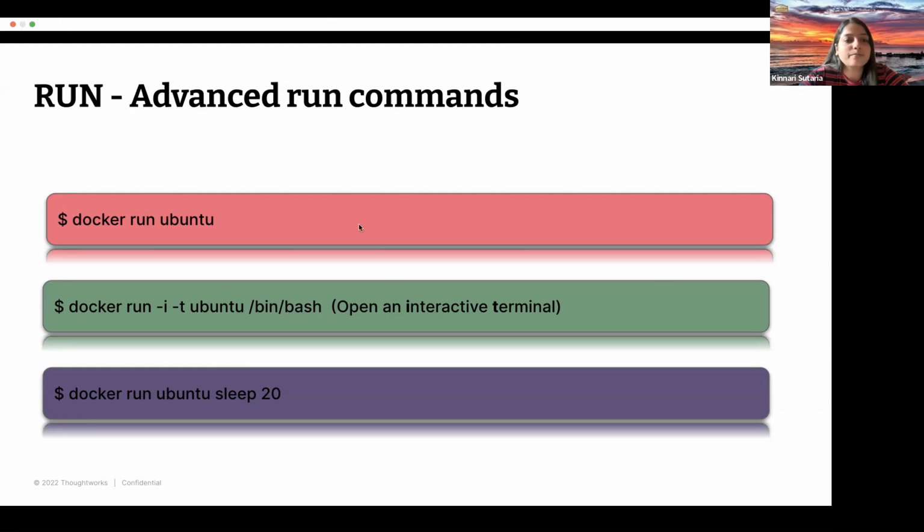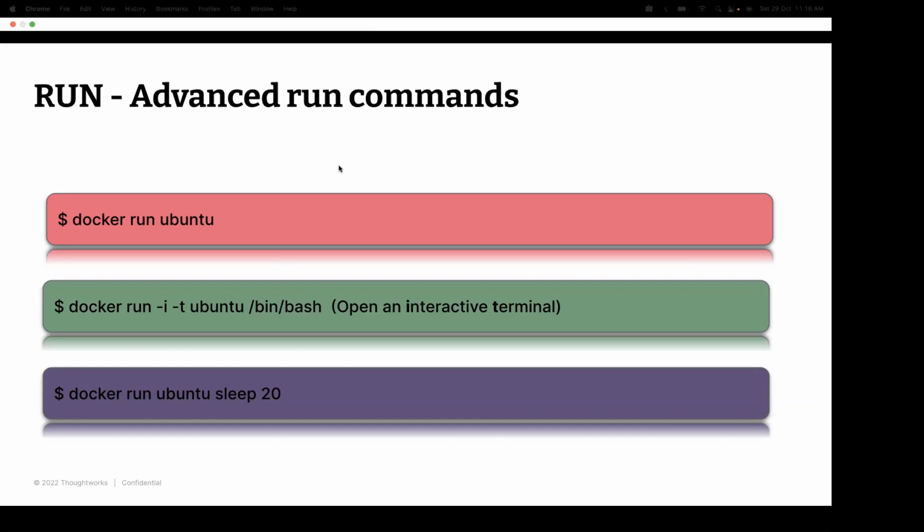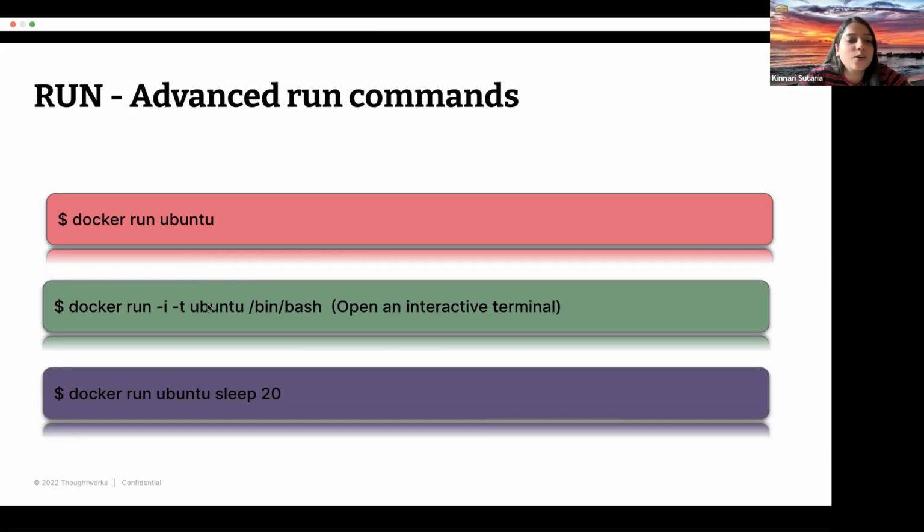Coming to the advanced run commands, say for example, I'm using an Ubuntu container. I'm running an Ubuntu container and I want to do some operations inside the container. How do I go inside the container? I'll use docker run -i -t. -i is for interactive, -t is for terminal. So this will open an interactive terminal for my Ubuntu.